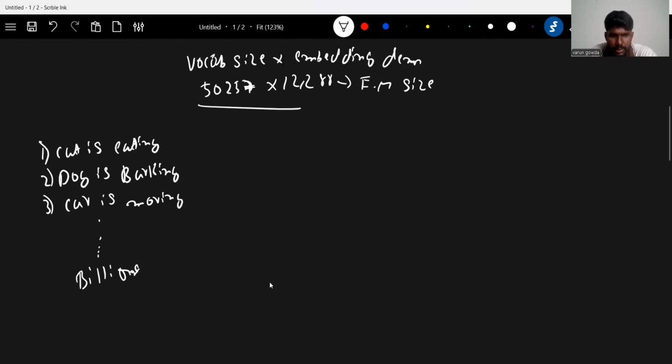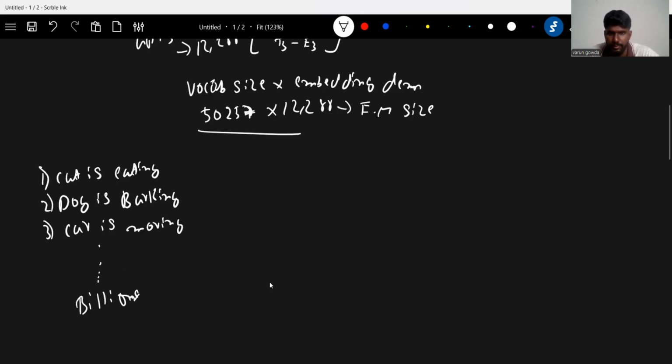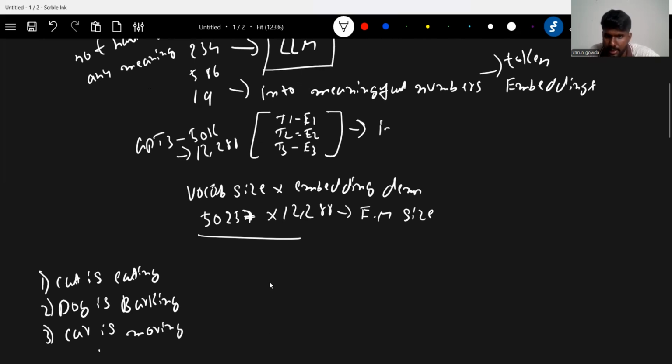Let's say these words in the input sentence are converted into token IDs. Now these token IDs have to be converted into token embeddings, right? These token embeddings will be read from the embedding matrix. Initially, during the start of the pre-training, this embedding matrix is initialized randomly.